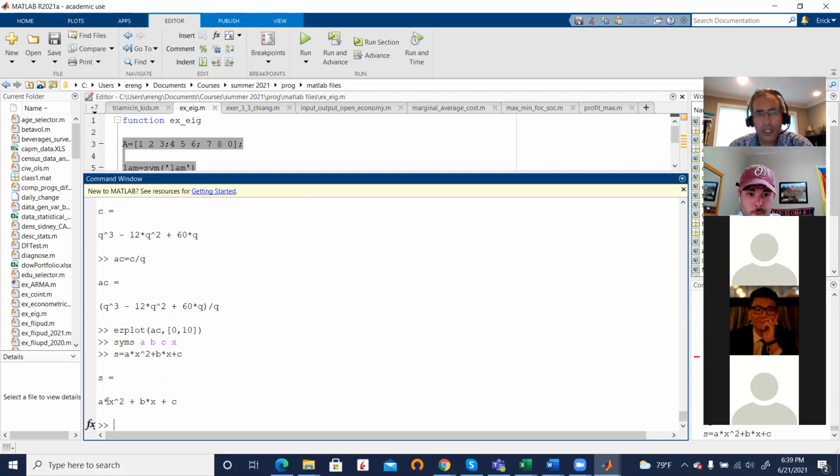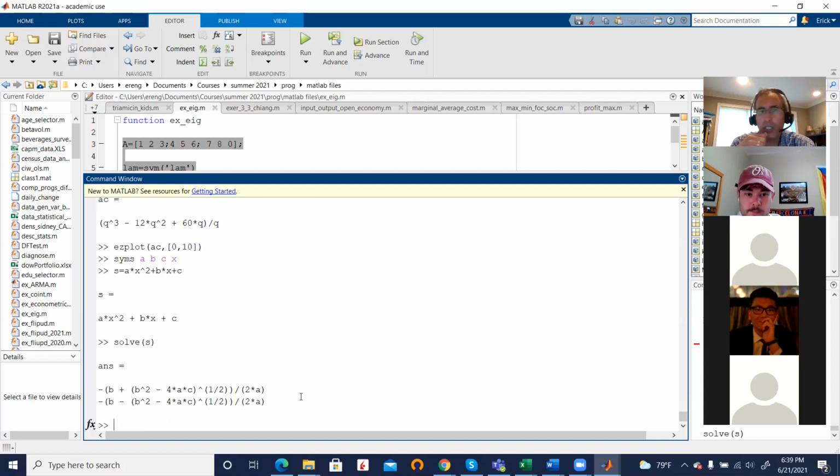Do you remember this formula, guys? So how do you solve that? Remember, we had the famous quadratic formula. In Matlab, in order to solve an equation or a system of equations, we simply use the word solve. It is minus B plus or minus the square root of B squared minus 4 times AC, divided by 2A. This is your famous quadratic formula, guys.